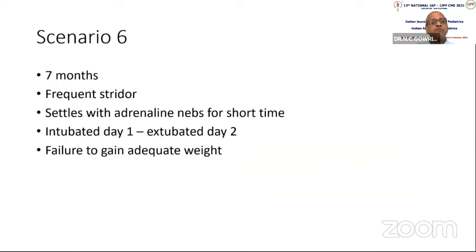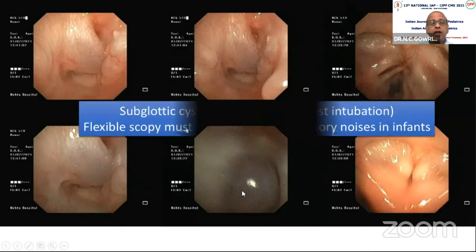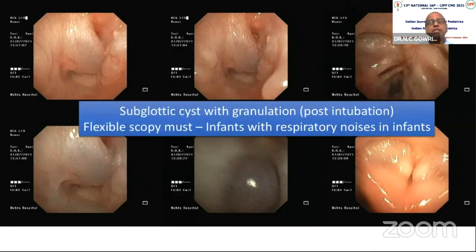7 months old child with frequent stridor settles with adrenaline nebulizations for a short time. Child had an intubation in neonatal period, failure to gain weight. What do you see here? You have granulation tissue in the subglottic region along with a cyst. You have a subglottic cyst with granulation, probably post-intubation. So flexible scopy is a must in those infants with respiratory noises.